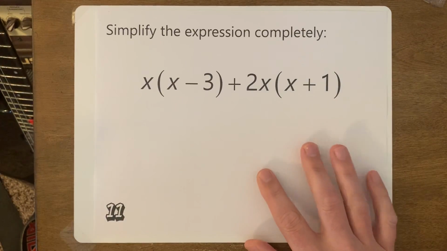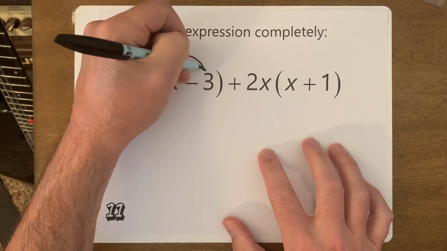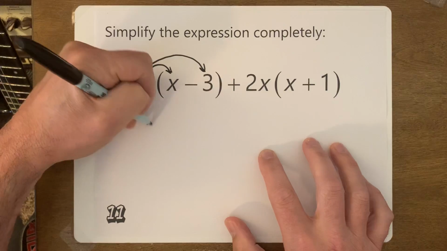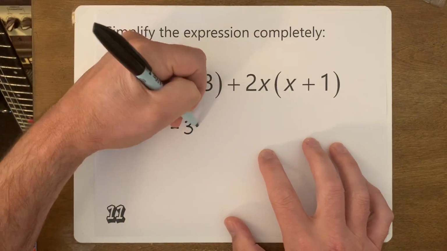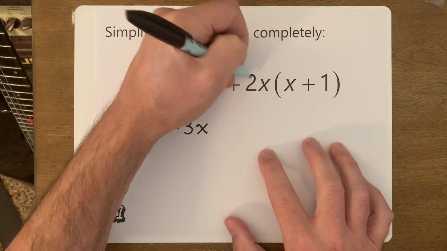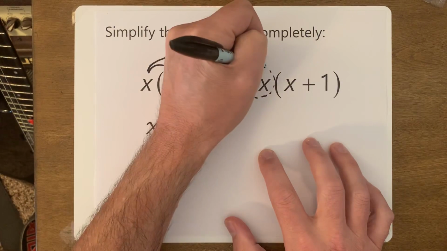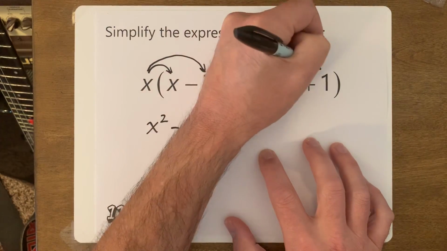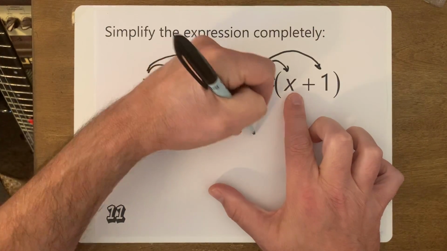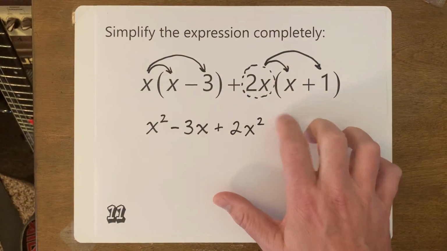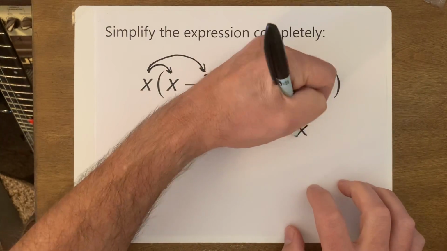Okay, here's one with 2 parentheses. So let's take a look at this one. We're going to distribute. X times x is x squared. X times negative 3 is minus 3x. Okay, now let's do this one. All of this 2x here is going to get multiplied or distributed to both of these. So 2x times x is plus 2x squared. 2x times 1 would be just plus a 2x.